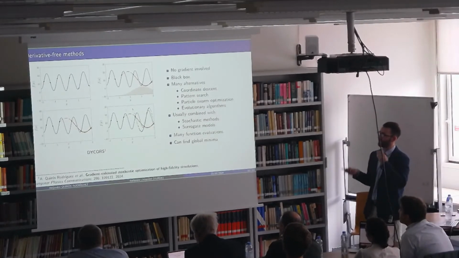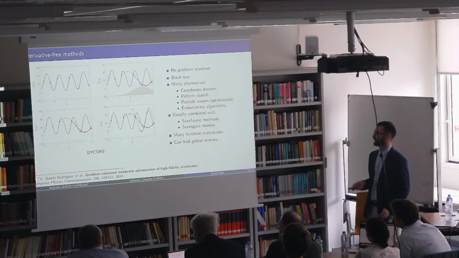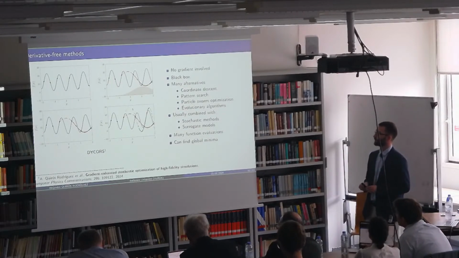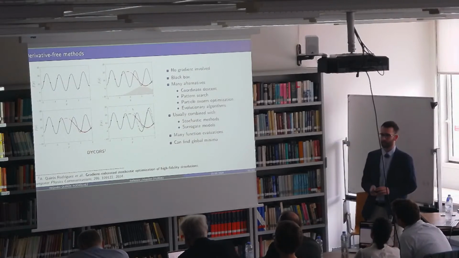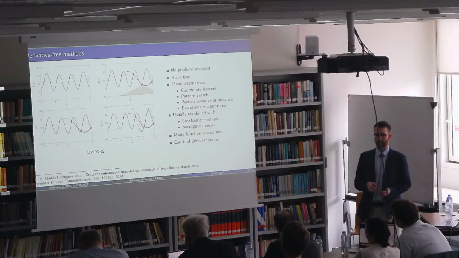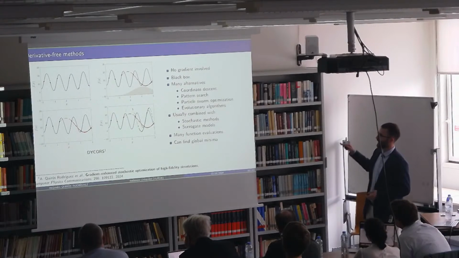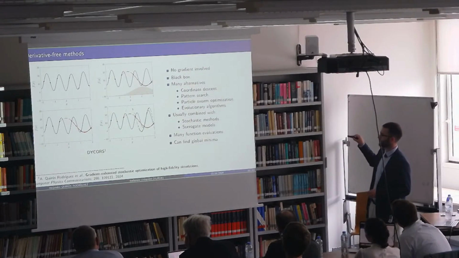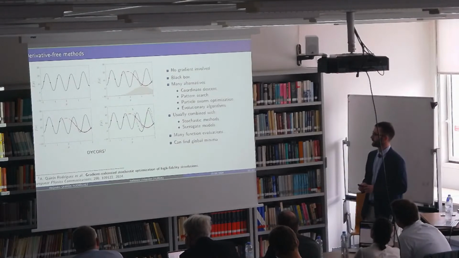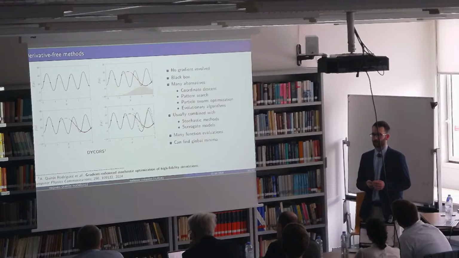As an alternative, we have derivative-free methods, which, as I said before, do not require the evaluation of the gradient. Sometimes they are referred to as black box methods, because the only information that we have about the objective function is the result that we get when we evaluate it. There are many different alternative methods, such as coordinate descent, pattern search, particle swarm optimization, or evolutionary algorithms, among many. The good thing about these methods is that they can ensure convergence towards the global minimum, but they require many function evaluations.